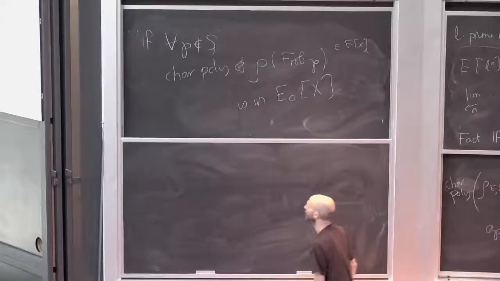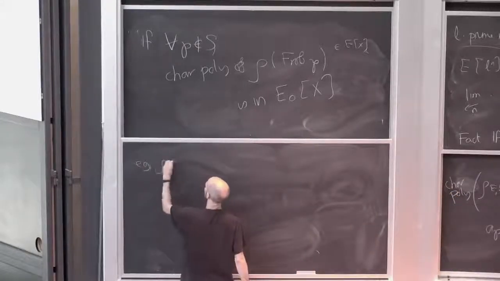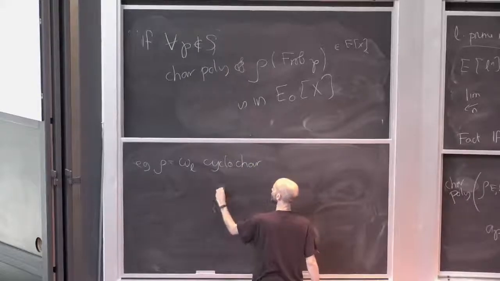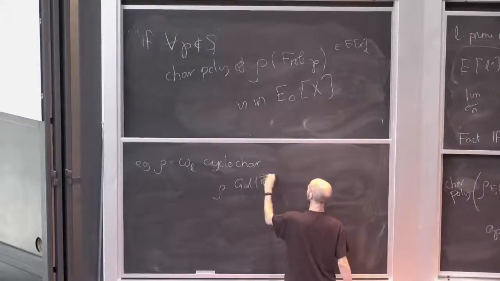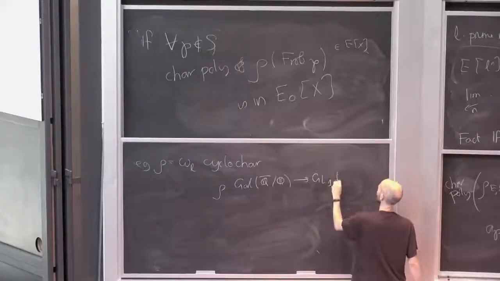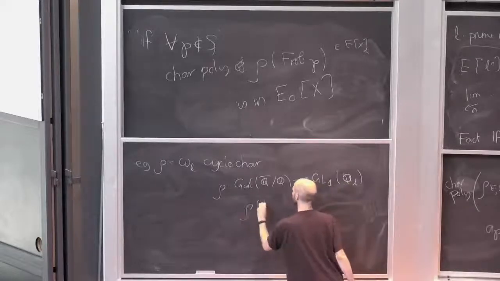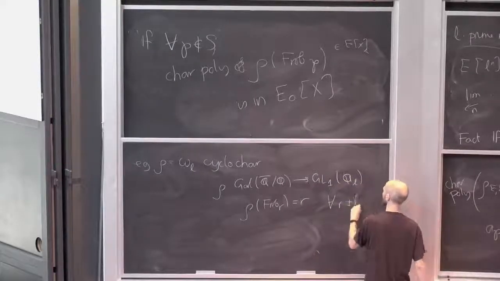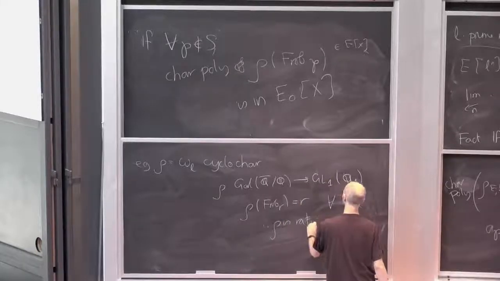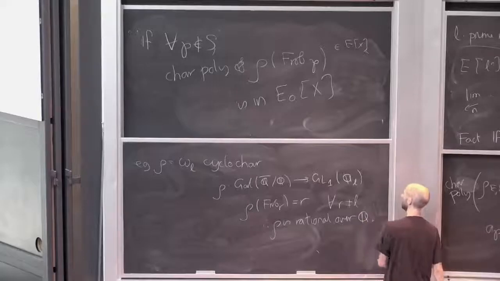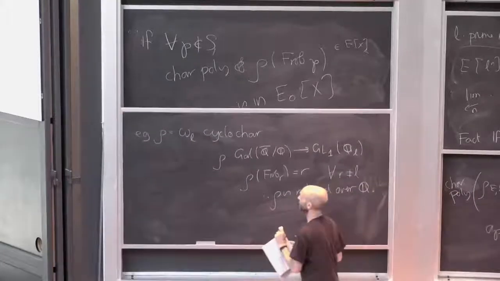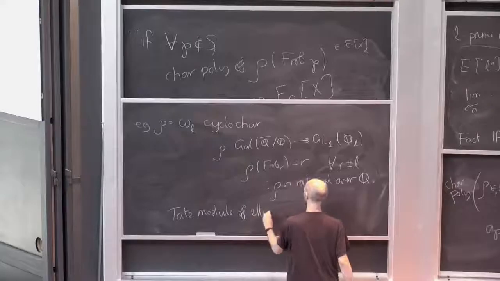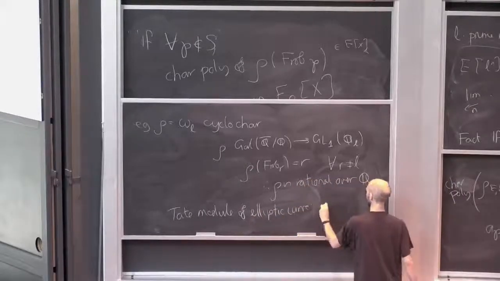Okay, maybe I'll do an example. If rho is the cyclotomic character, then rho goes from Gal(Q-bar/Q) to GL_1(Q_l). But rho of Frob_r is equal to r, for all r not equal to l, and therefore rho is rational over Q. So it really does happen, right? The Tate module of an elliptic curve is rational over Q.